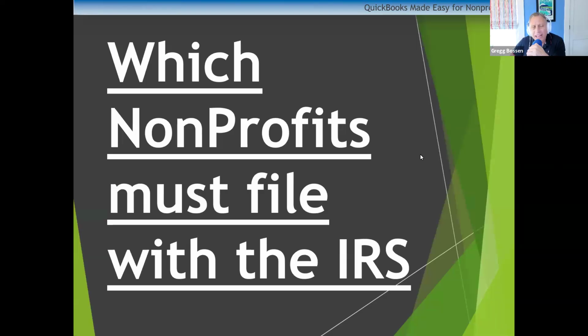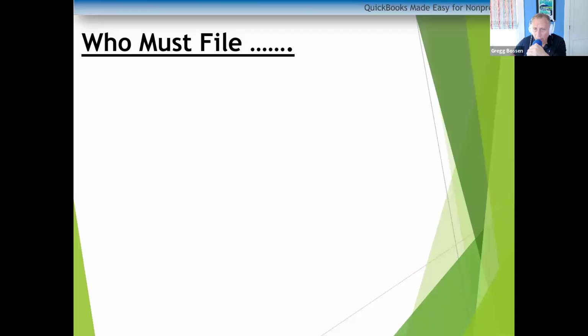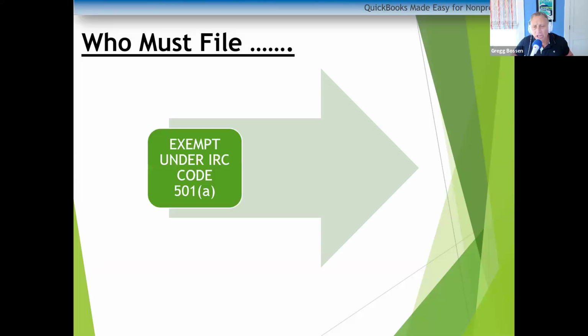First thing, which nonprofit organizations must file something with the IRS? Who needs to file something? Well, let me just baby you through this. Basically, years ago, the government exempted certain entities from paying income tax, basically nonprofits. And under IRC Code 501(a), anybody who is under that 501(a) is exempt from paying income taxes.